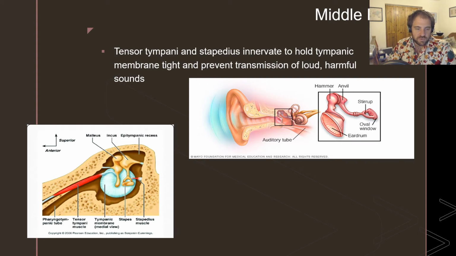So this helps protect us against that. If you've ever been to a really loud concert and you felt a tingliness in your ears, or like they were shivering, this is the tensor tympani and the stapedius muscle. If you're a person who can ear rumble by just tensing up, yeah, there we go.